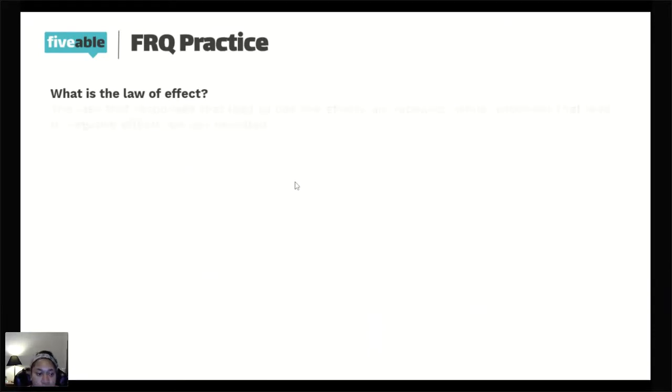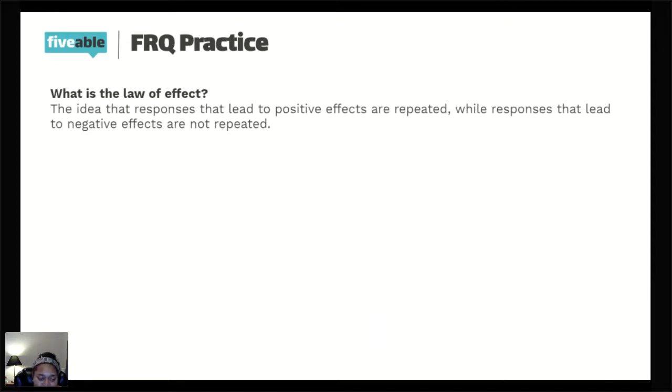All right, so law of effect is the idea that responses that lead to positive effects are repeated, while responses that lead to negative effects are not repeated. So that is the definition of law of effect. So should Tobias and Sophie use the law of effect? Would this principle help them teach their children responsibility and to do their laundry on their own once a week? What do you guys think?